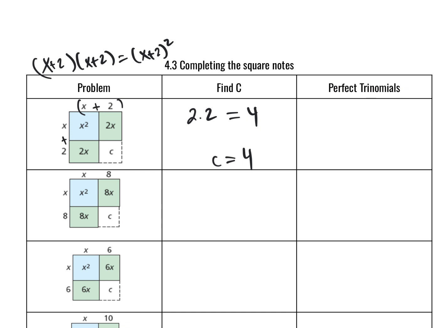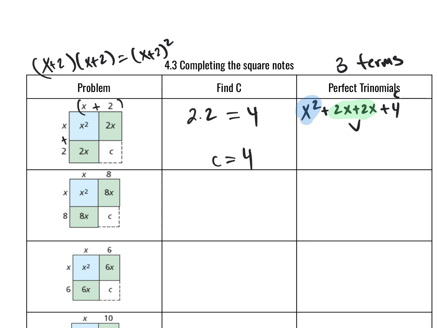So a perfect trinomial means 3 terms. To find those 3 terms, we look at what's inside of the box. Inside of the box, I have x squared, 2x, 2x, and a 4. That was my c value that I found. I got x squared from the blue box, 2x from the green boxes.